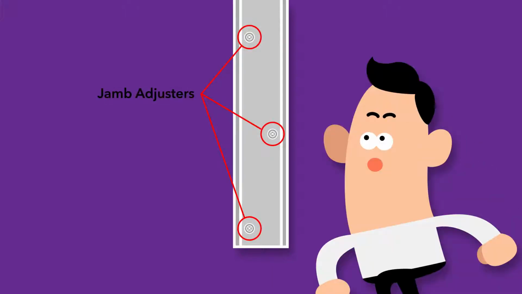Another key component used to successfully install a replacement window is the jamb adjuster. Up to 3 of these metal adjusters are located on the jamb of the window and can be turned to help square the window in the opening. The more adjusters, the easier the installation.